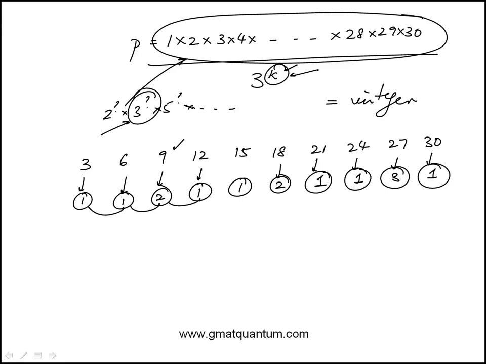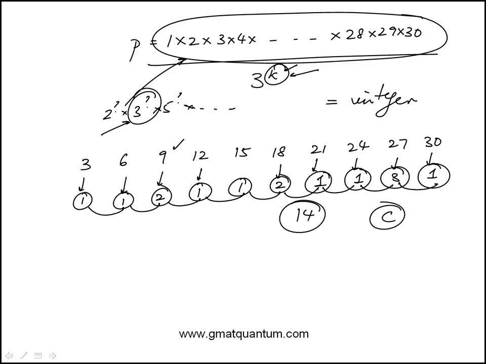2, 4, 5, 6, 8, 9, 10, 13, 14. Let's see. Yep, it's there. Let me just make sure. 4, 5, 6, 8, 9, 10. Yep, so 14 is the answer, choice C. So that's for this particular problem.